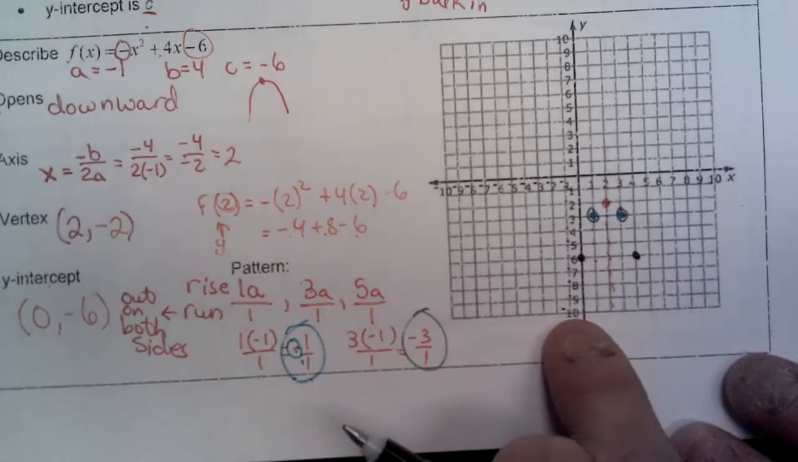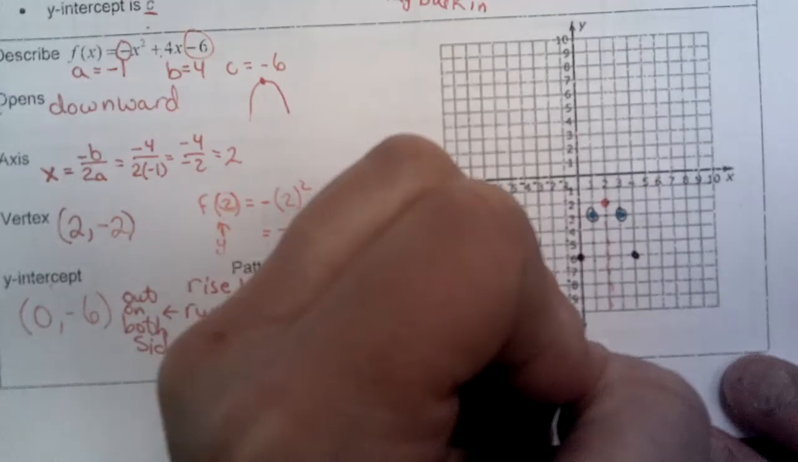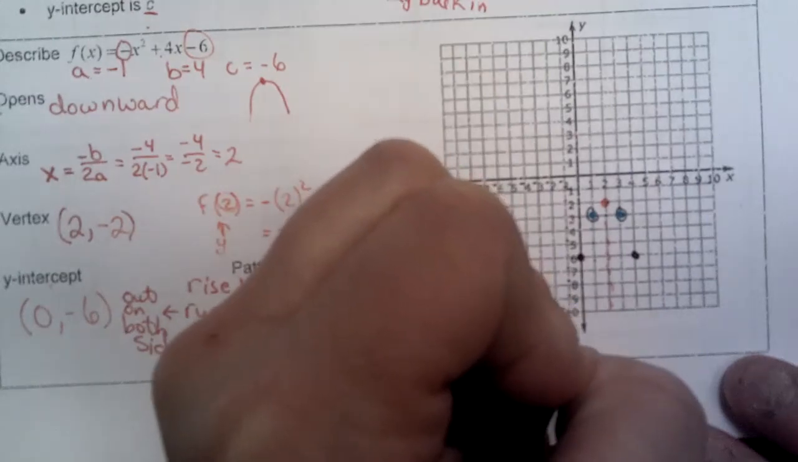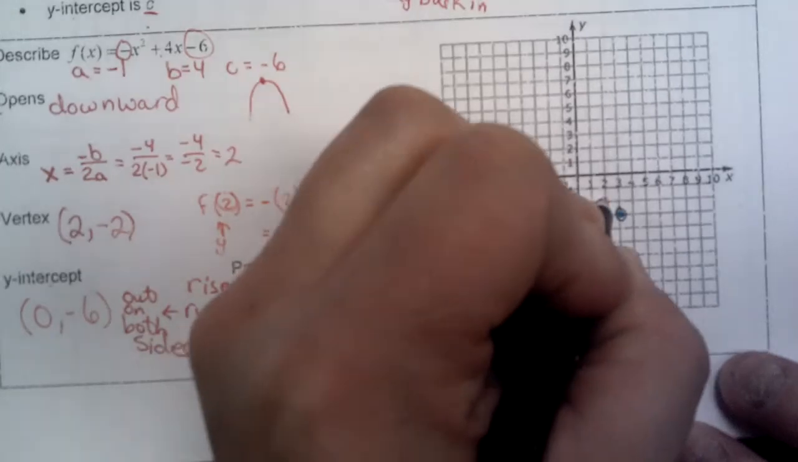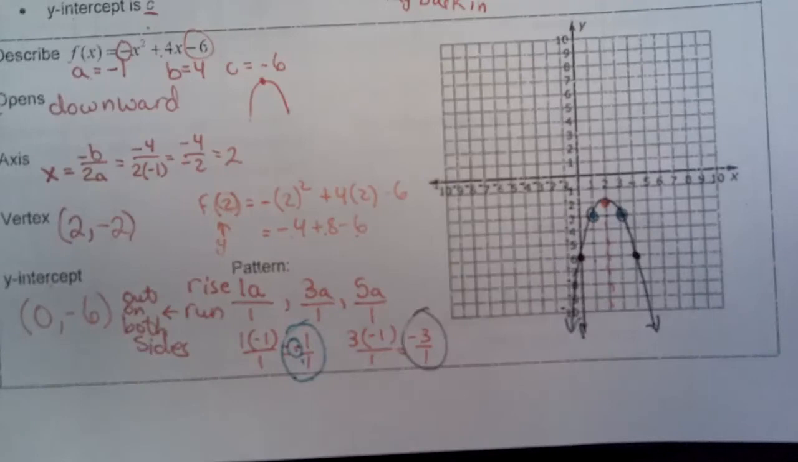Okay, from there, we could do 5 if we want, but as long as you have a couple of points in here, you're pretty good. This one would actually come off the graph, so we don't have to worry about that. So now our graph is completed.